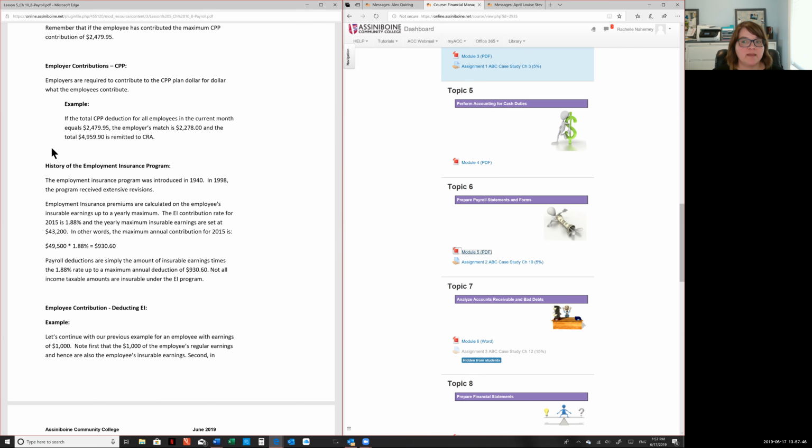It also talks about the fact that for every dollar of CPP and EI that you pay as an employee, your employer is required to pay some money too. It's dollar for dollar for CPP, and for every dollar of EI that you pay, your employer has to pay $1.40. So that's something to remember when you're going through it all.